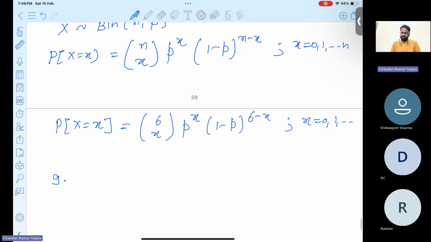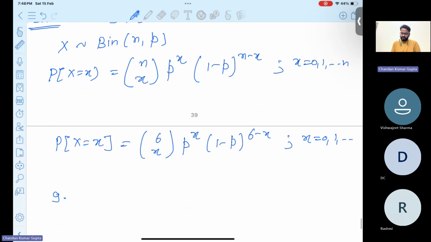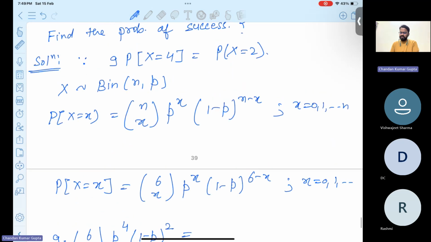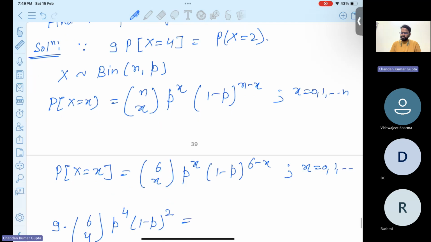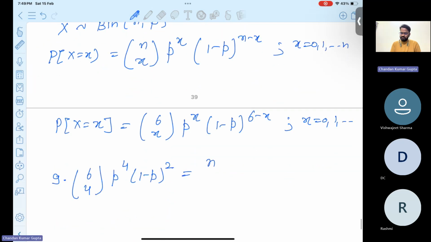9 times the probability that X equal to 4. So 6C4, p to the power 4, 1 minus p to the power 6 minus 4, that comes out to be 2, equal to the probability that X equal to 2. So this implies 6C2, p square, 1 minus p to the power 6 minus 2, that comes out to be 4.